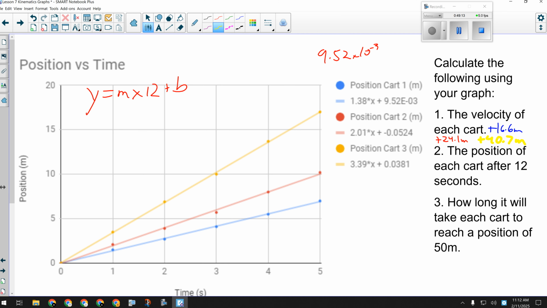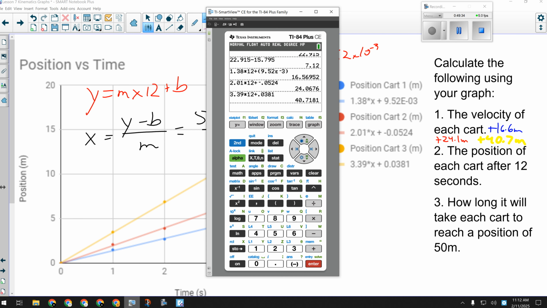Okay, and then for number 3, for each one of those, we've got to manipulate for x. So that's going to be x equals y minus b divided by m. Okay, they give us y, so it's always going to be 50 meters minus b divided by m, for each one of those. So for the blue cart, that's going to be 50 minus 9.52 e negative 3, okay, divide that by 1.38.